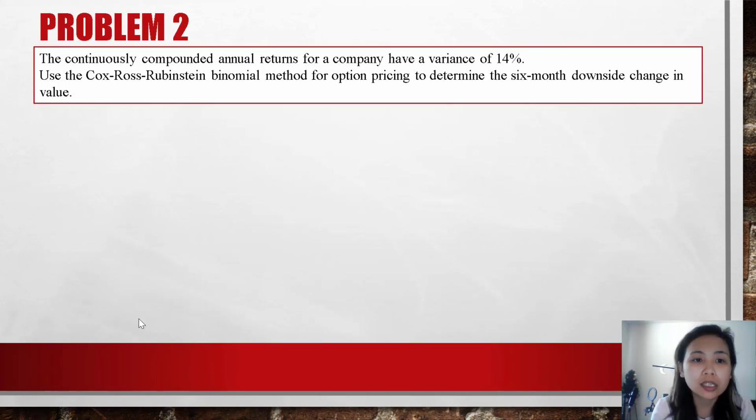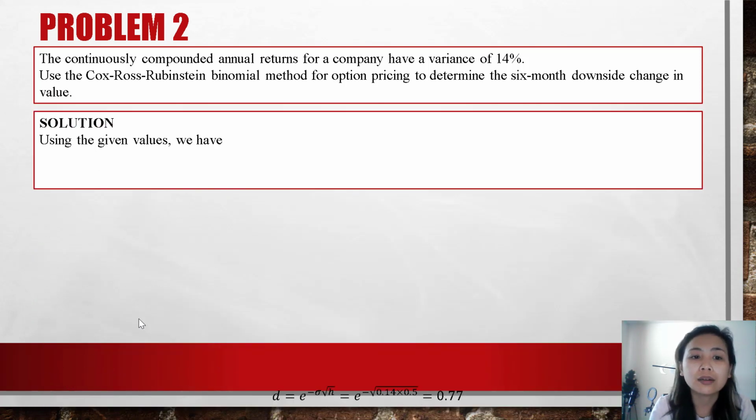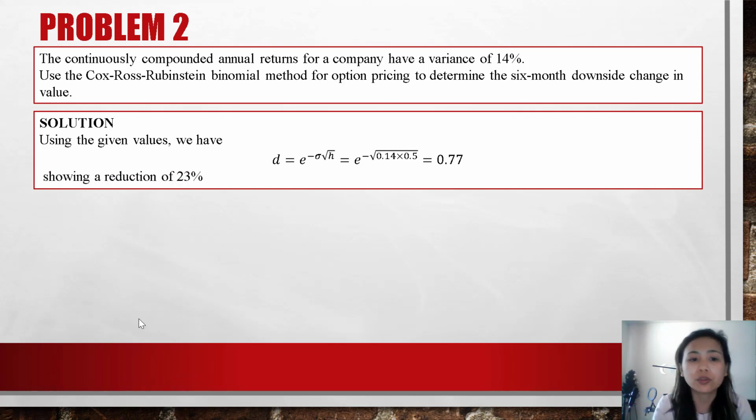Problem 2: the continuously compounded annual returns for a company have a variance of 14%. Use the Cox-Ross-Rubinstein binomial method for option pricing to determine the 6-month downward change in value. We got the decrease factor d is equal to e to the minus sigma square root of h, based on the Cox-Ross-Rubinstein. So it should be 0.77, which means it's decreased by 23%, showing a reduction of 23%. So 23% is the answer.